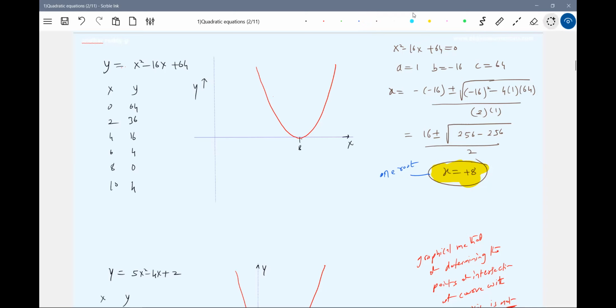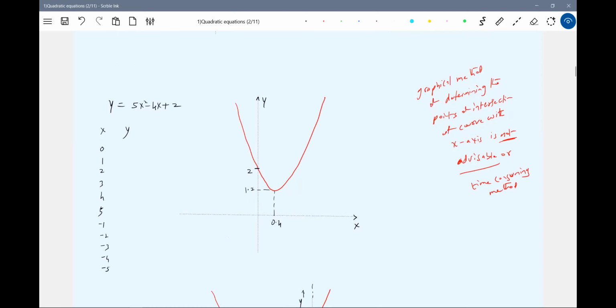So in the quadratic equation, when you solve this, if you get both the roots positive, then the curve is going to intersect at 2 points on the positive x-axis. If both the roots are negative, the curve is going to intersect the negative x-axis at 2 points. If you get one positive root, then the curve is going to touch the x-axis at one single point. See, the graphical method of determining points of the curve with the x-axis is not advisable or is time-consuming.